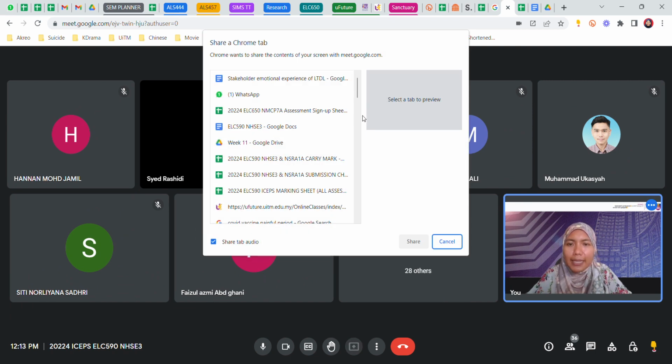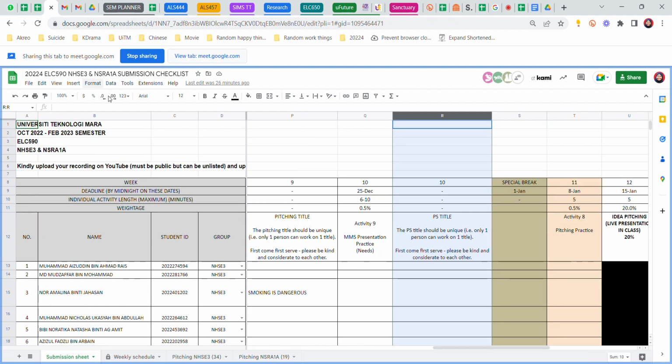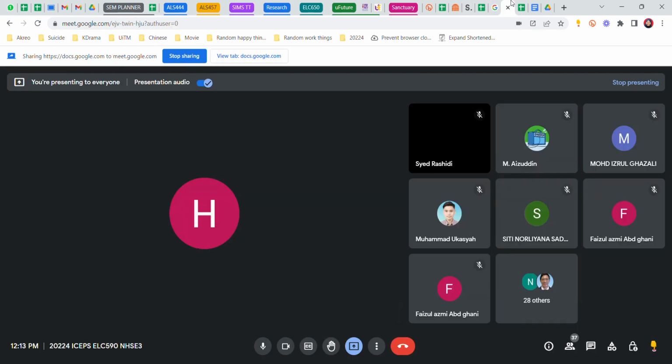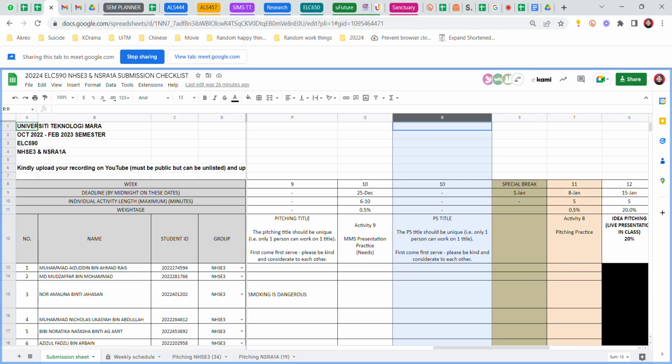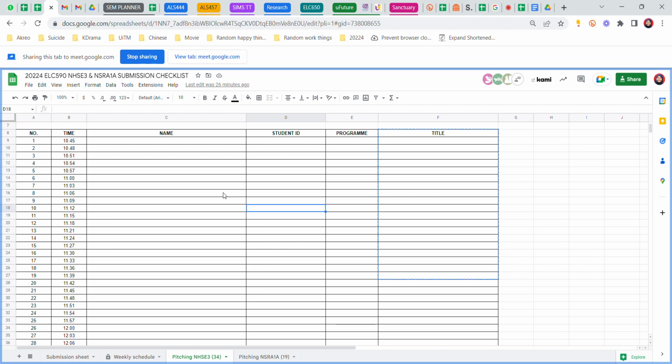Okay, but I also wanted to highlight, I mentioned just now that in the next seminar, seminar 4, you will be presenting live, right? If you go to your submission sheets, I have added a little tab at the bottom, so you can go here and choose your slot. The next time we come here, it's just to see each other's pitching.